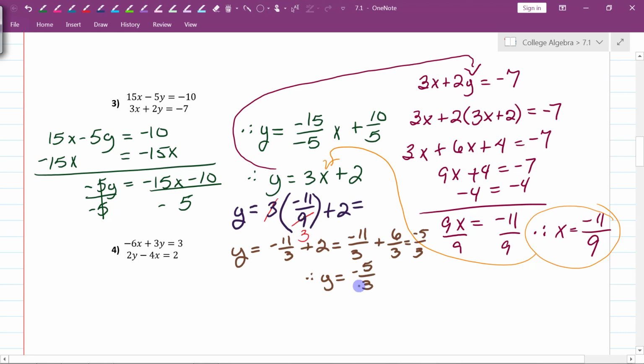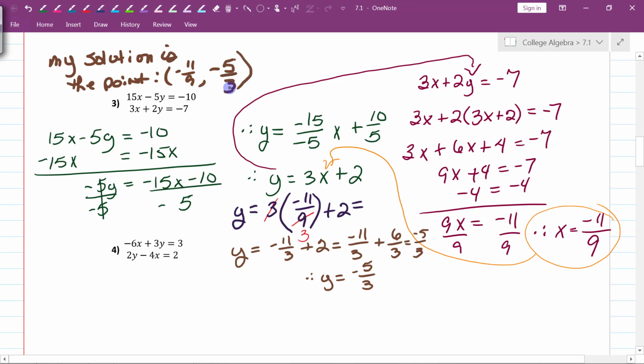My solution then for this equation is the point negative 11 ninths and negative 5 thirds. So right up there is my solution. So that is my solution to problem 3. Got a little messy with fractions, but that's okay.